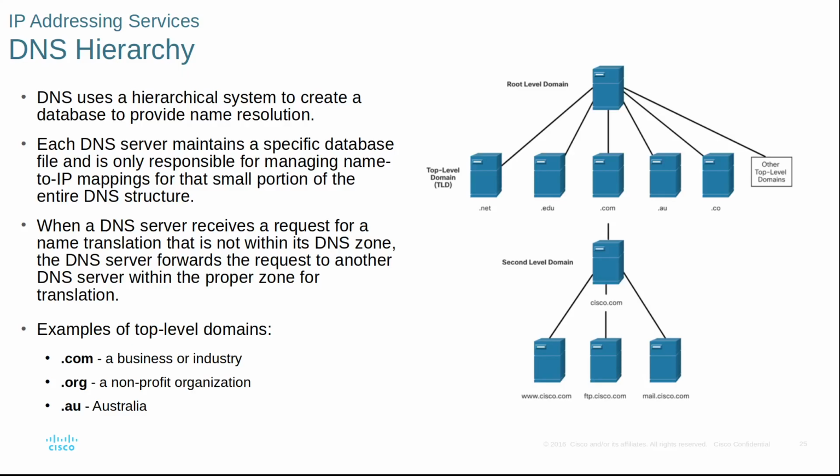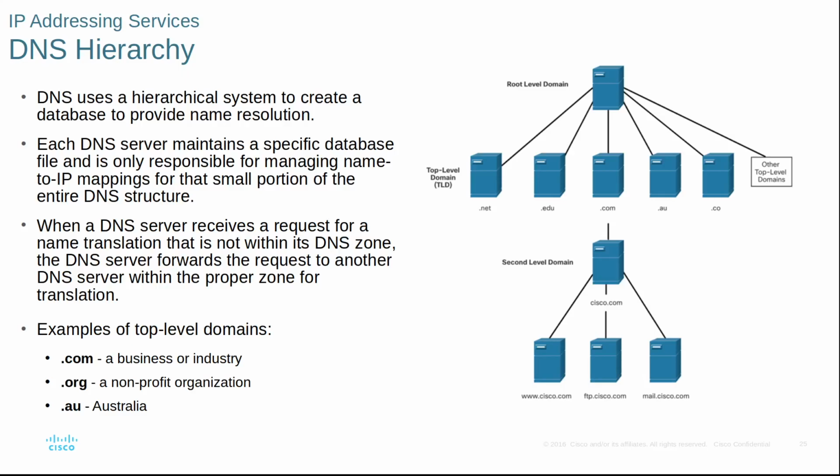Below root, all of the TLDs, the top level domains, exist. So .com for company, .au is a country top level domain. It's Australia. .ca for Canada. .us for the United States. .net short for network. .edu for education. There's a whole bunch of these, and in fact we're coming out with new ones all the time.